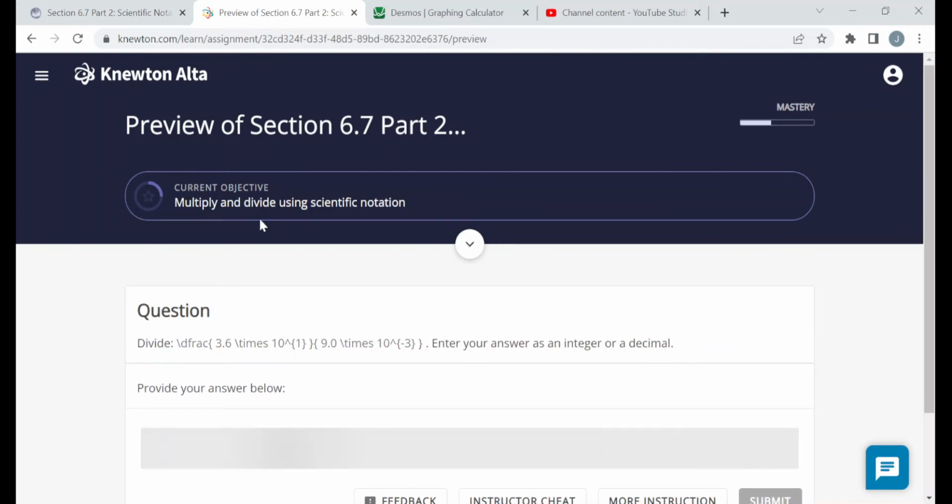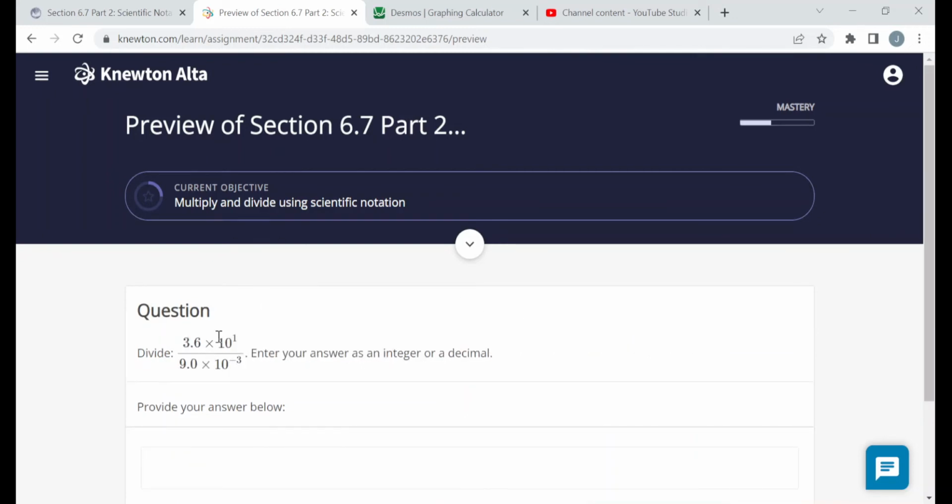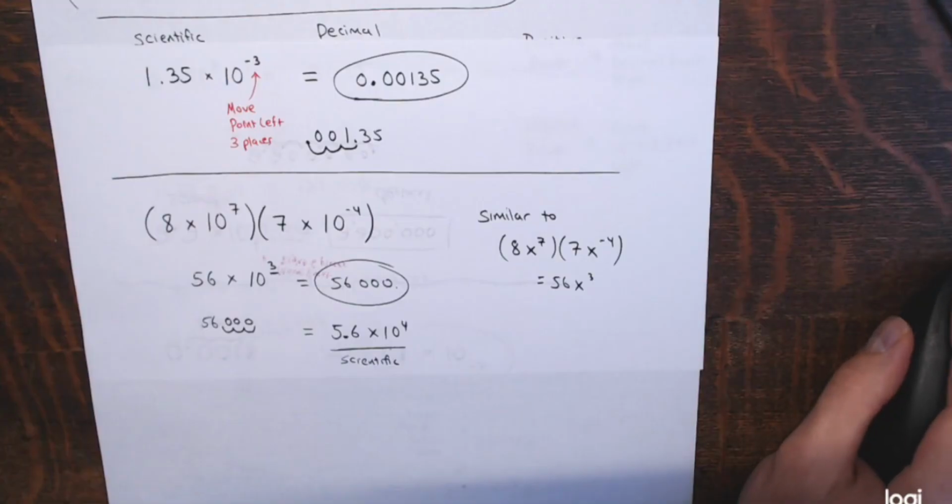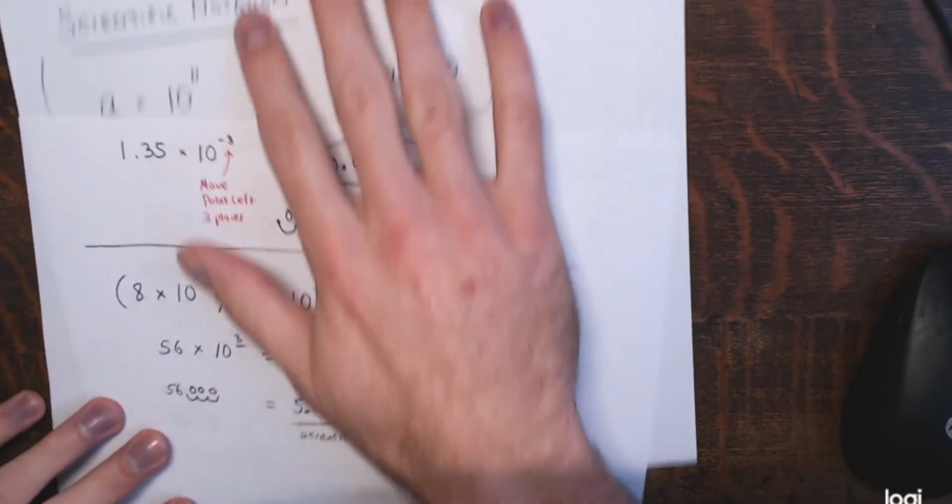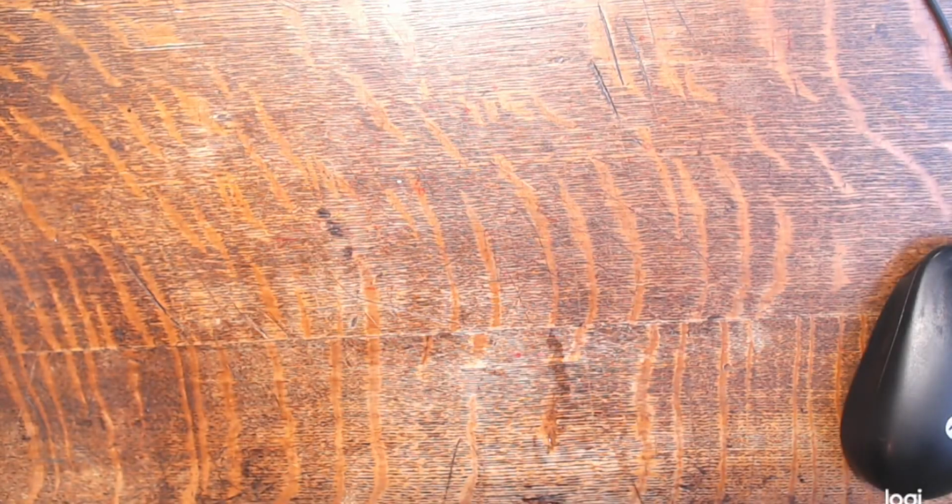So another one of these, or this time we're doing division. But it is the same concept. You divide numbers in scientific notation the same way you would divide monomials, if you wanted. So there's too much clutter here. So new page.